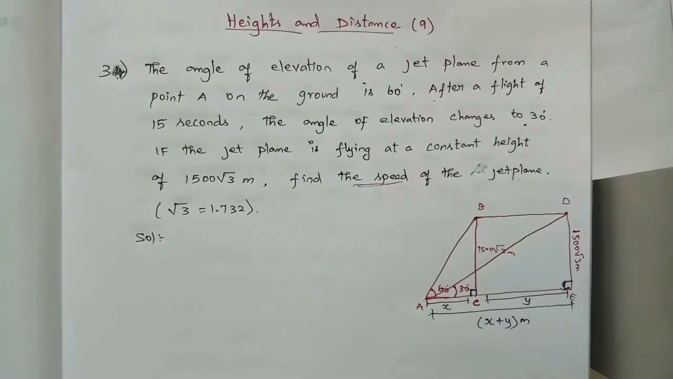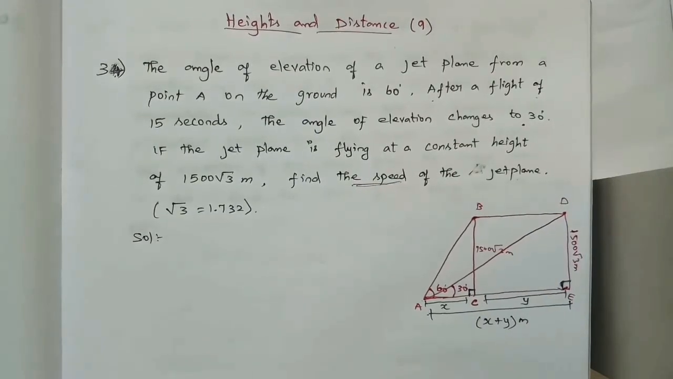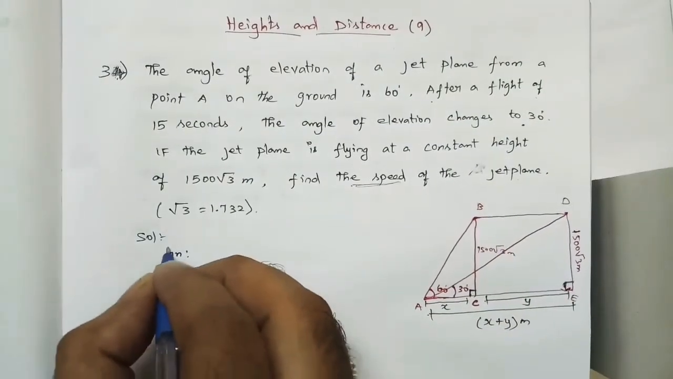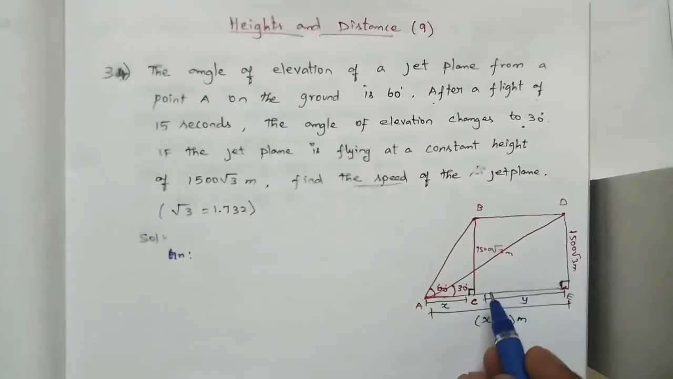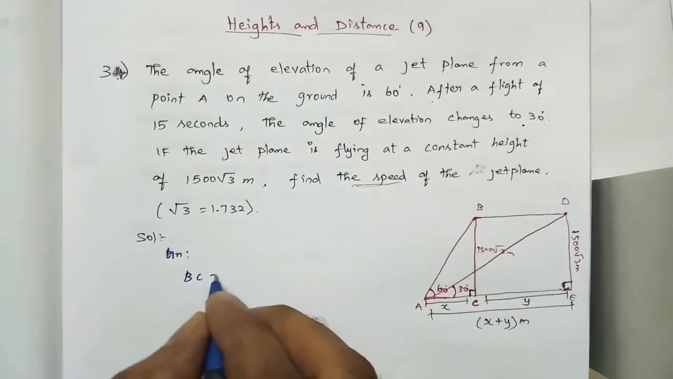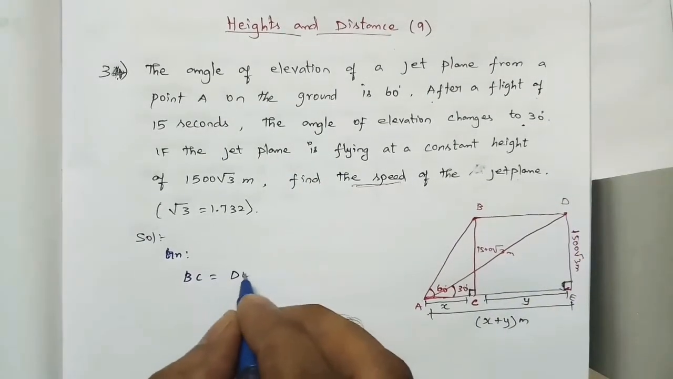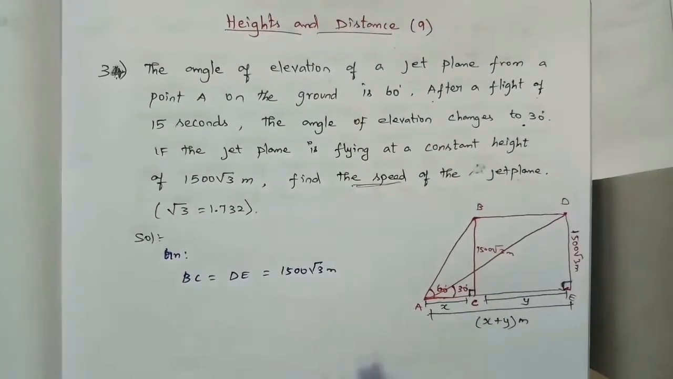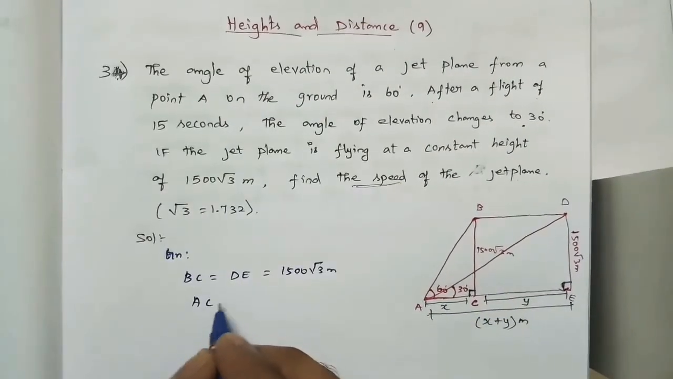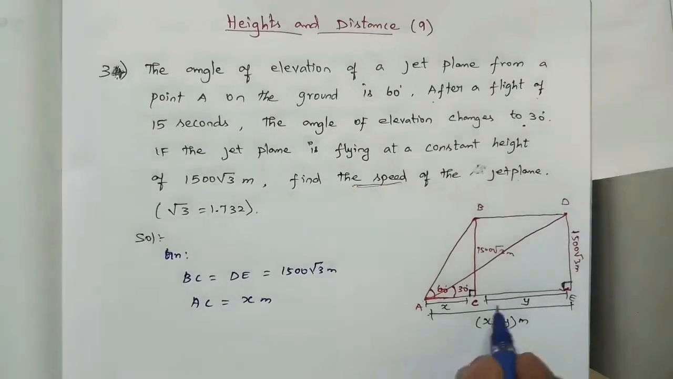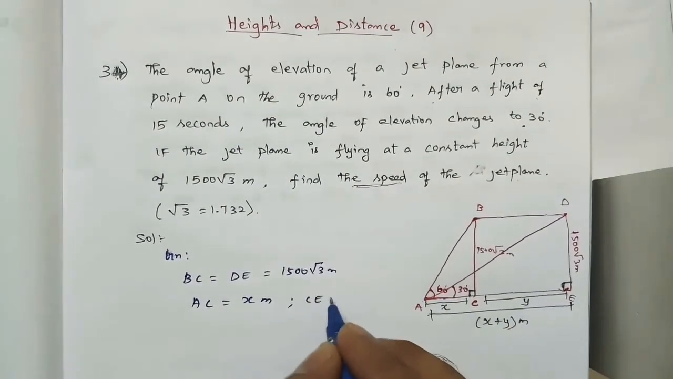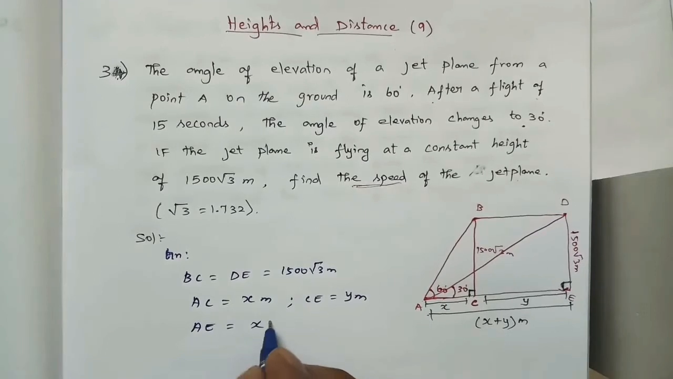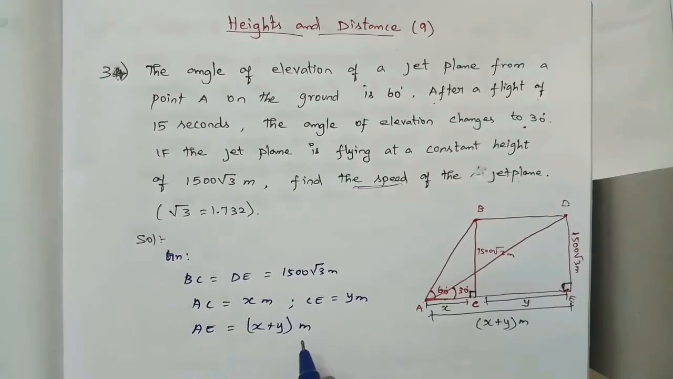Okay, now come to the solution. What are the things they have given? It's the height of the jet plane, that is BC is equal to DE is equal to 1500 into root 3 meter. I'm assuming AC is equal to x meter and CE is equal to y meter. Then AE is equal to x plus y meter.